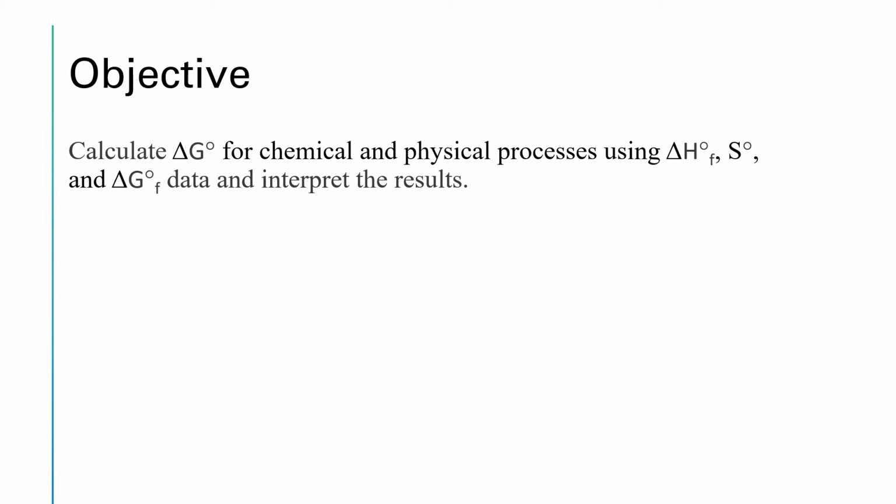So our big objective is to calculate delta G naught, meaning standard conditions, using delta H naught of formation, S naught, the standard entropies, and delta G of formation naught, all of that indicating those standard conditions.